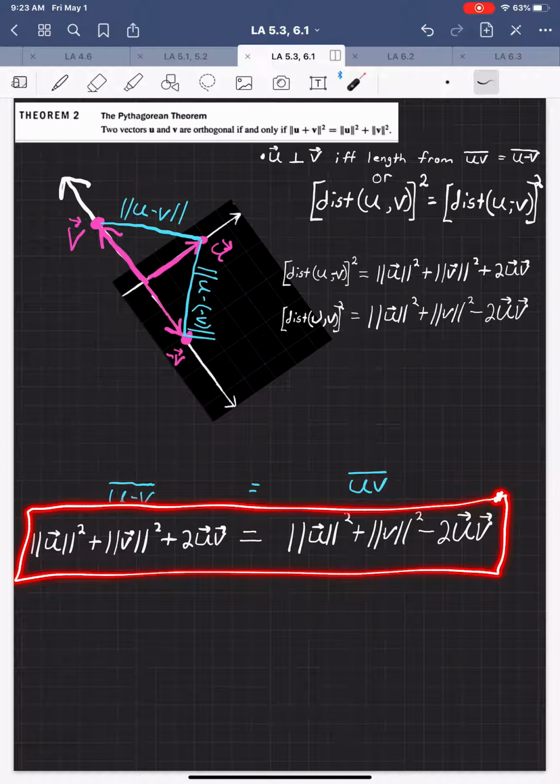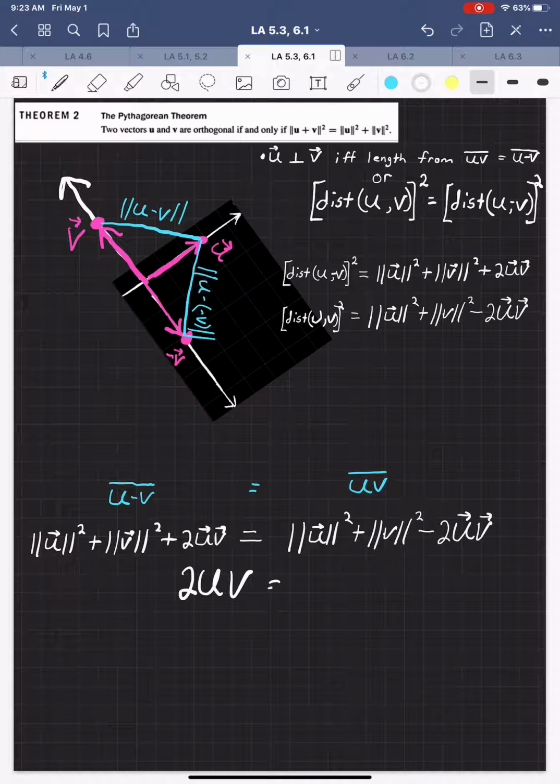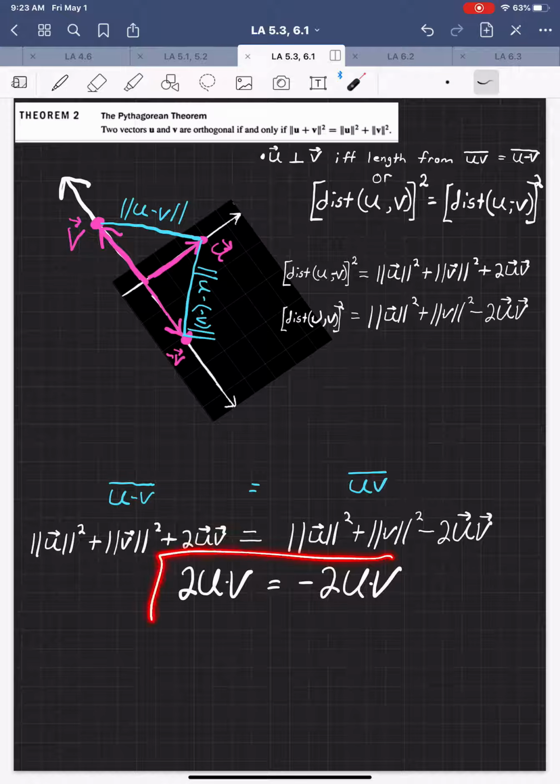So what if I take what I've boxed in here? Let's subtract the magnitude of u squared and subtract the magnitude of v squared. Don't you see that these would cancel out? Doesn't that make sense that those would be canceled out? So what we would be left with at that point is just 2, and I'll get rid of the lines over the v, 2 u dot v would equal negative 2 u dot v. And of course, these are dot products. Now let me pose the question to you. When would this be true? When would this be a true statement?